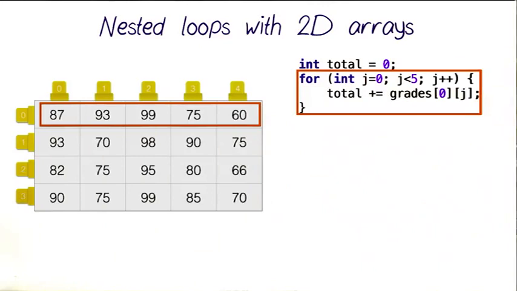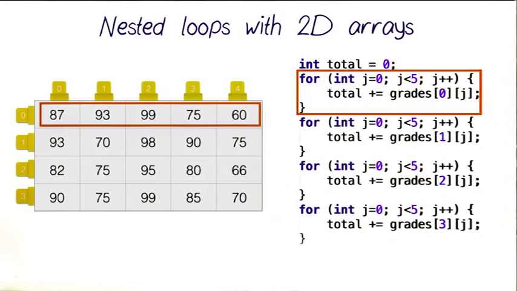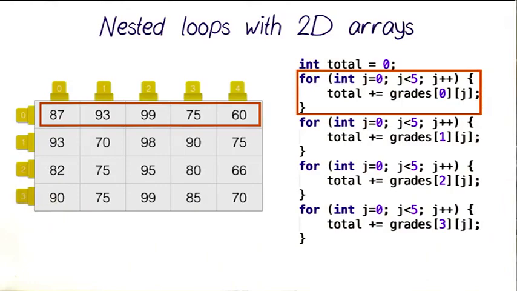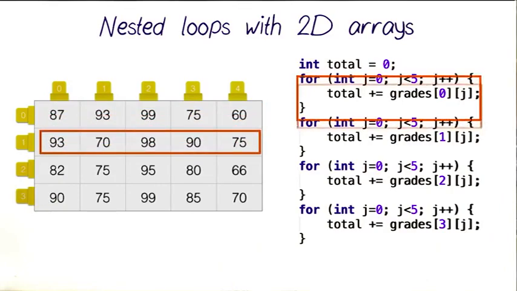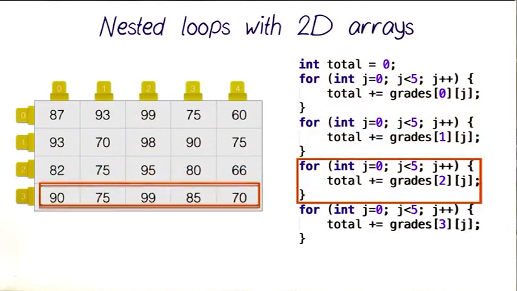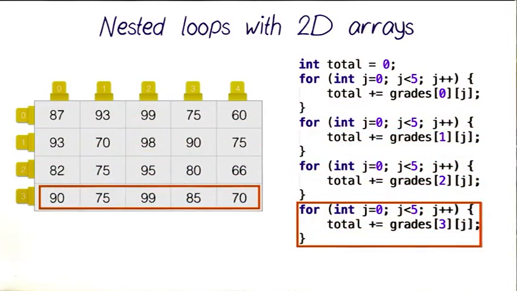If we wanted to add all the other rows, we could simply write a loop for each row. The only difference is the index here, matching the index of the row that we're interested in. So once we run this code, it would go through every single row and then every single item in that row and add them up until we get the total value we want. However, if you noticed, all these loops are almost identical except for that index, which happens to change from 0 to 3. That looks like something we could use a loop for.